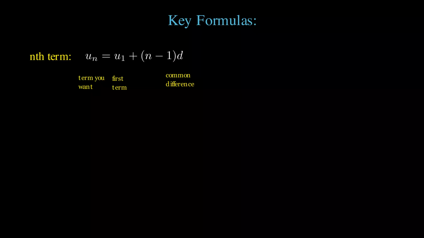Now let's look at the two key formulas you need to know. First is the nth term formula, given by u_n equals u_1 plus (n minus 1)d, where u_n is the term you want to find, u_1 is the first term, and d is the common difference.